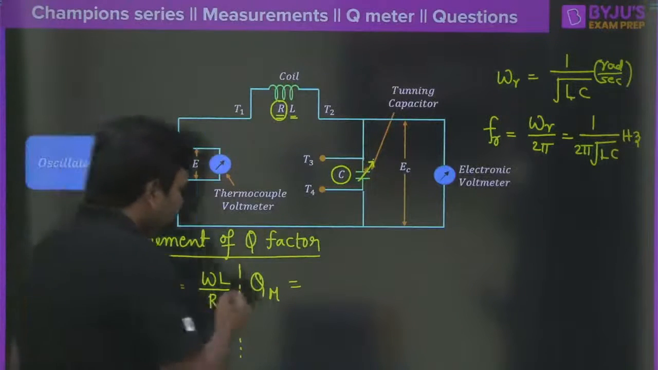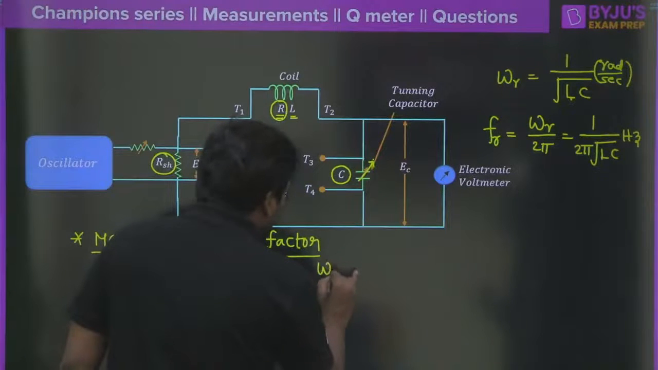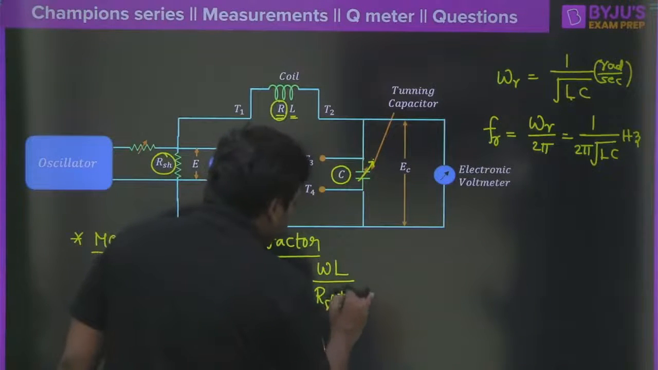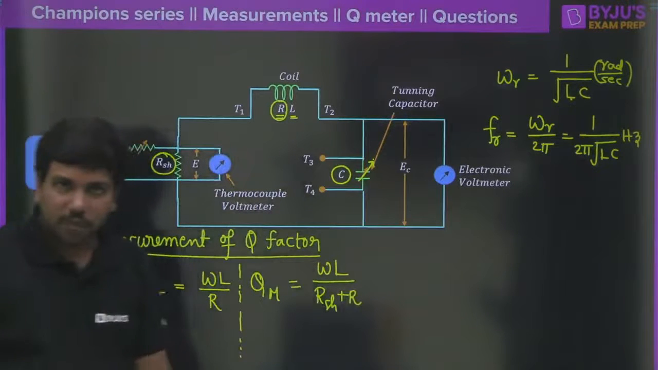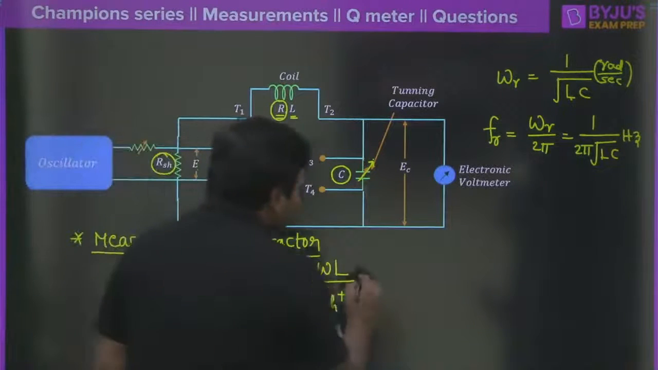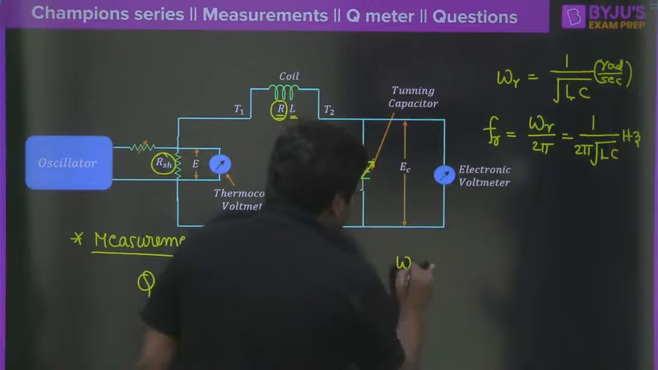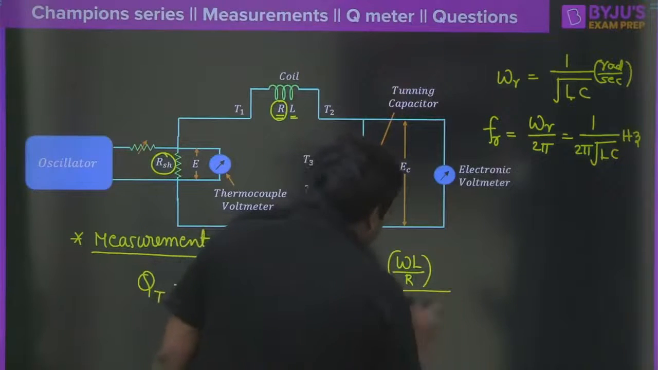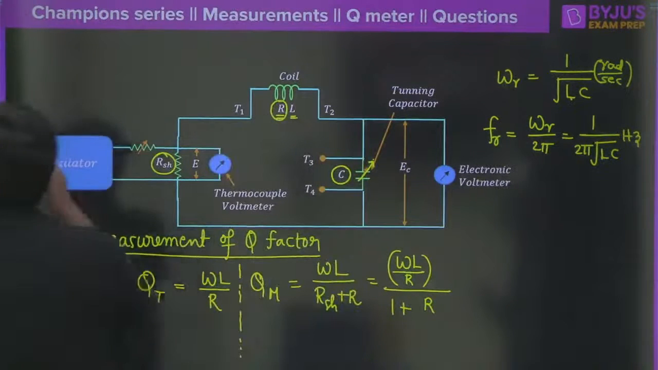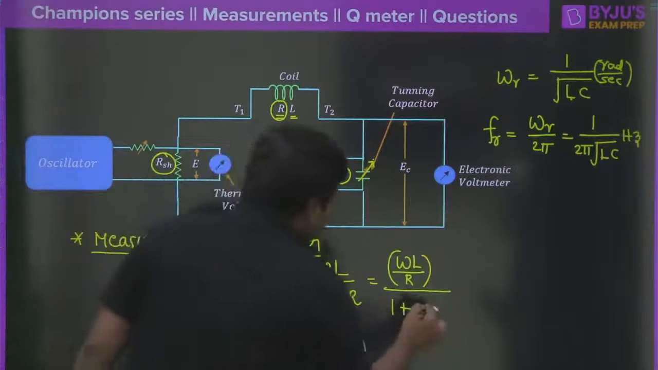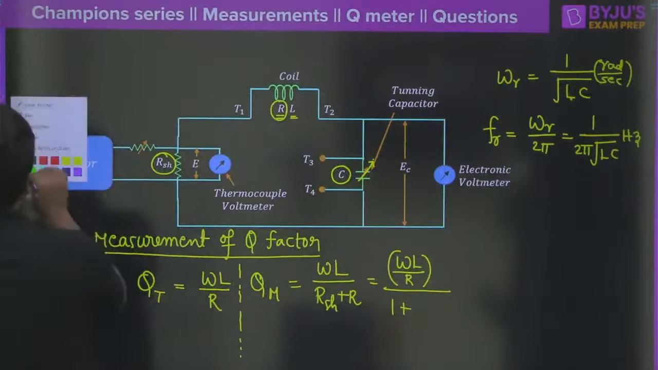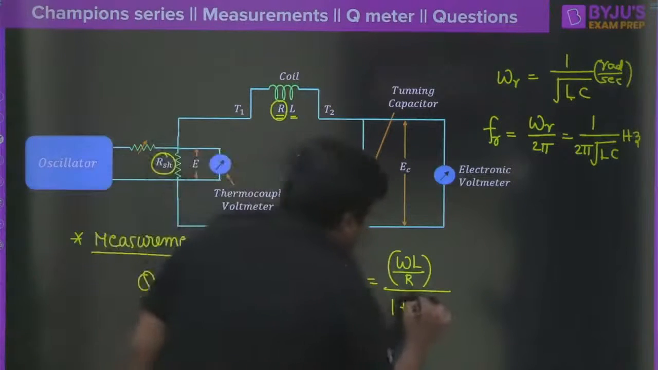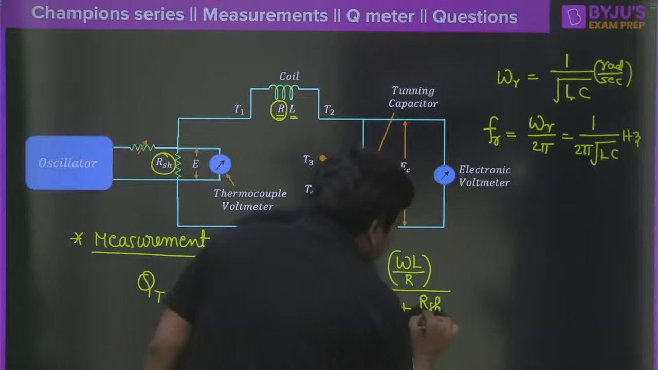Then when we measure this quality factor, you will have omega L divided by R shunt plus R here. Clear? R shunt plus R. Therefore, if you take R outside, what are you going to get here? Omega L divided by R we can take outside, and it will become 1 plus R shunt by R. Am I right? Just look at that, R shunt by R.